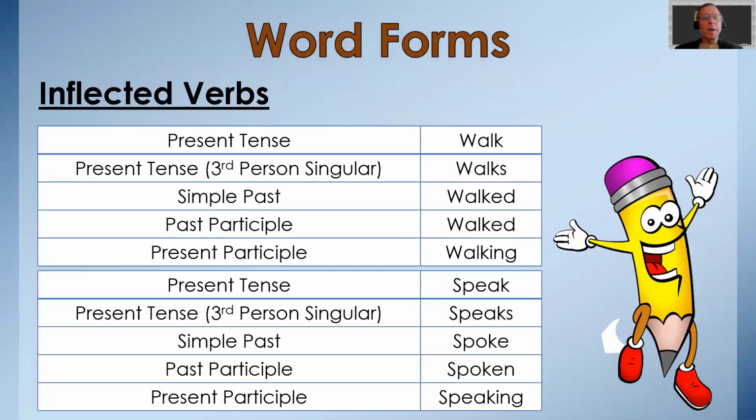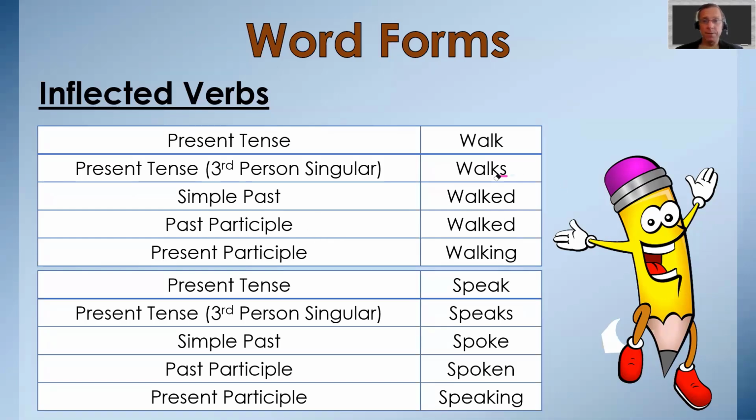So let's talk a little bit about inflected verbs. So here I have the verb walk, which is a regular verb. In the present tense, it's simply walk. In the third person singular, I have to add that S for he, she, or it. The simple past is walked. The past participle is also walked. And the present participle is walking.